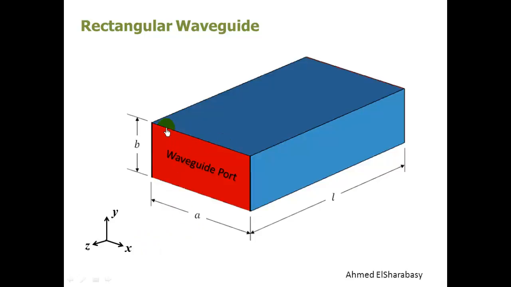This rectangular waveguide has three main dimensions. A is the width of this rectangular waveguide in the X direction, B is the height of this waveguide in the Y direction, L is the length of this waveguide in the Z direction. This waveguide is nothing but a rectangular box, hollow from inside, and the outer shape from outside is just a thin metallic sheet. So we have here the red area representing the free space or air.